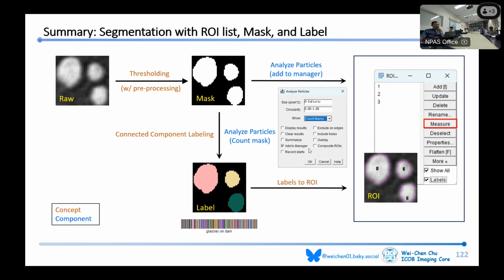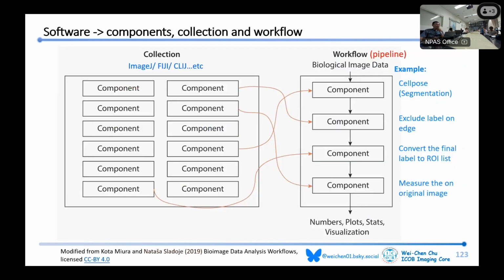So now, I also told you there's a plugin, Biovoxxel 3D Box, that can convert labels to ROIs. This is important because many AI tools only generate label images. So you have to convert those label images to the ROI list, and then you can measure your cells or whatever. Okay, so let's go back to here.